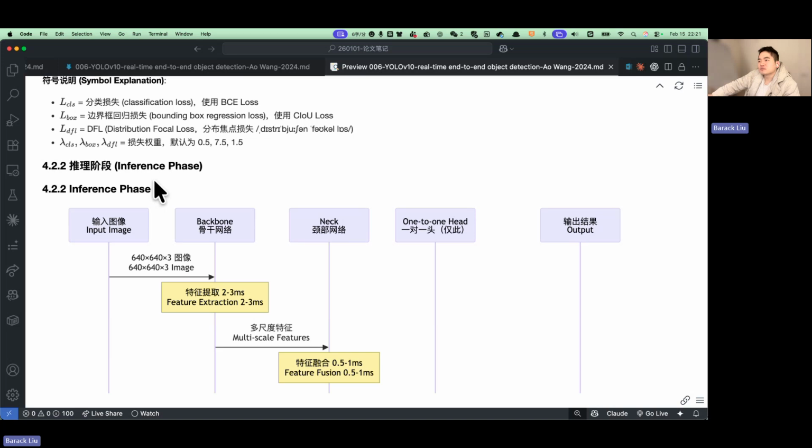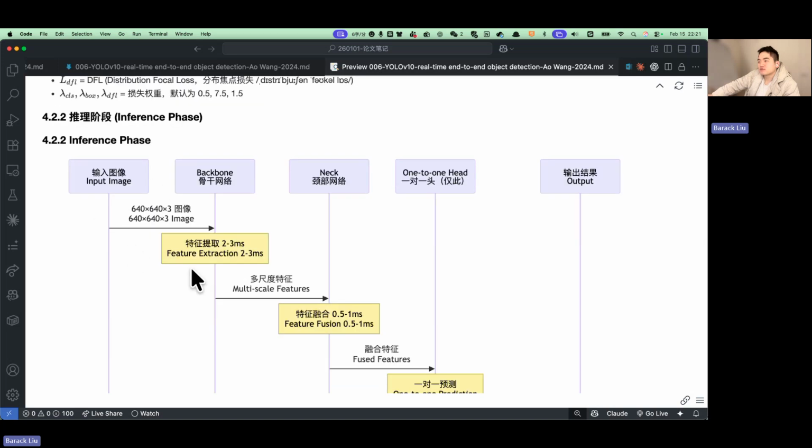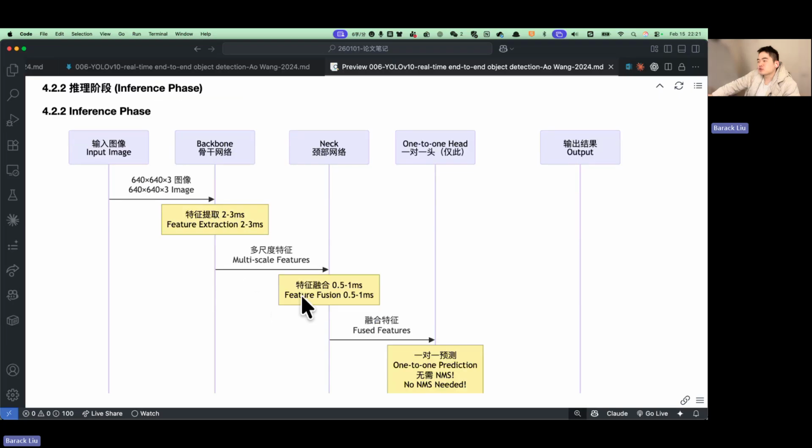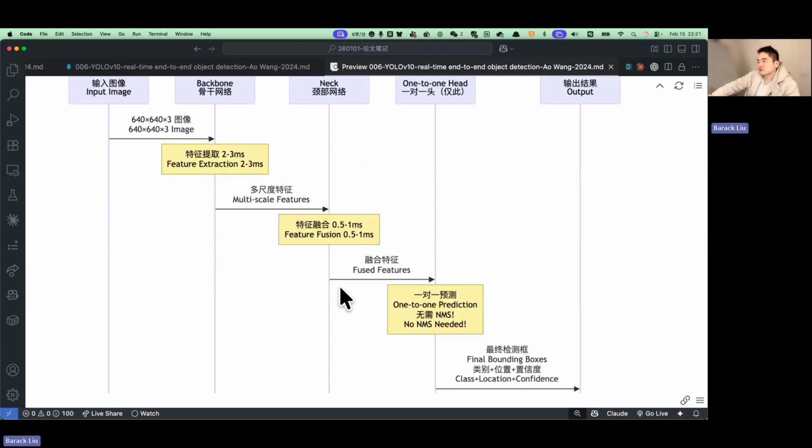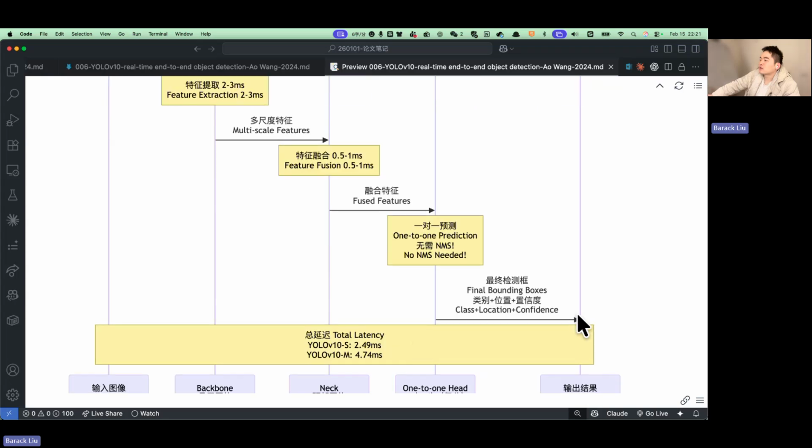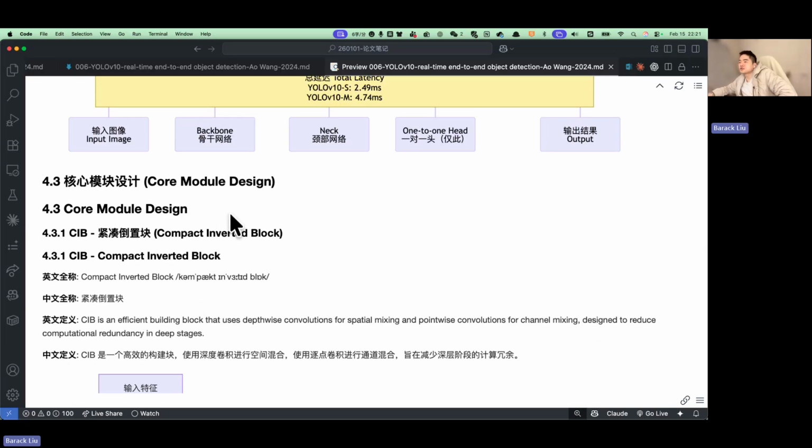Inference phase. Input images. Feature extraction. Multi-scale features. Feature fusion. One-to-one prediction. Final bounding boxes. Core module design.